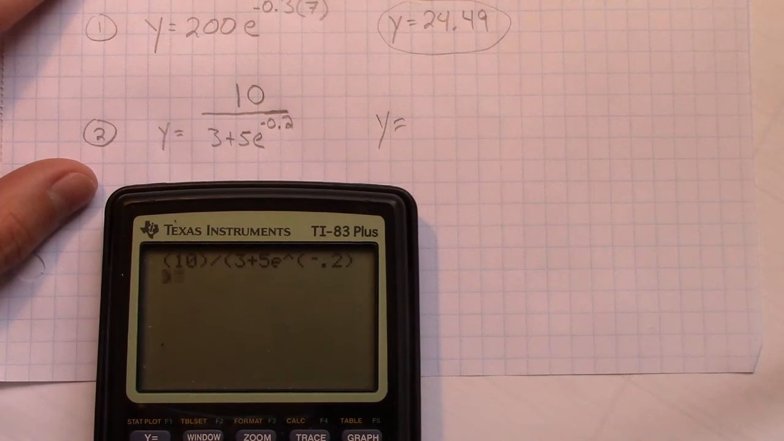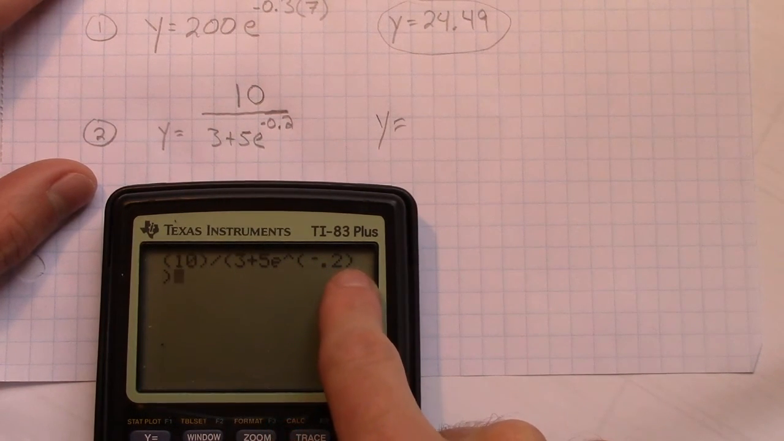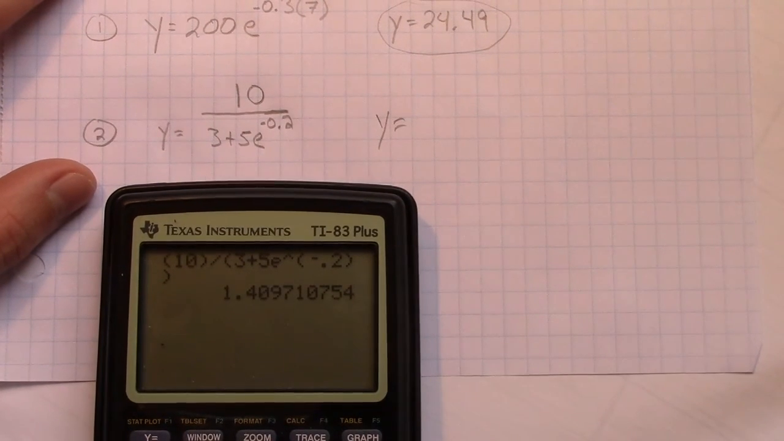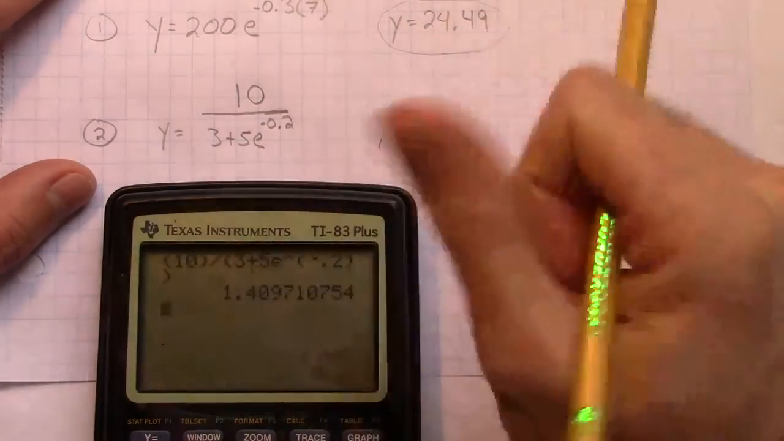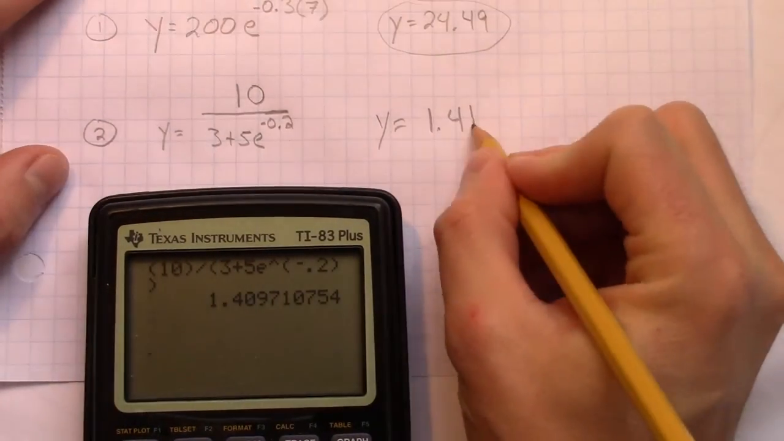I have no idea what this is. I just made this problem up. So I've enclosed, that closing parentheses was for the exponent. This closing parentheses is for the denominator. And if I hit enter, this is what I get. So if I were to round that, I guess I would get 1.4. I would round that up to 1.